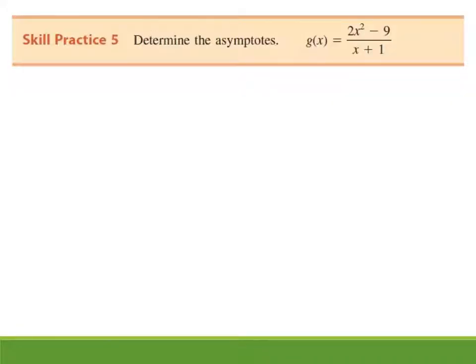So in skill practice 5, it says determine the asymptotes, right? Well, now we're determining all of the asymptotes. The vertical one is at x equal to minus 1, right? Because x cannot equal minus 1, right?